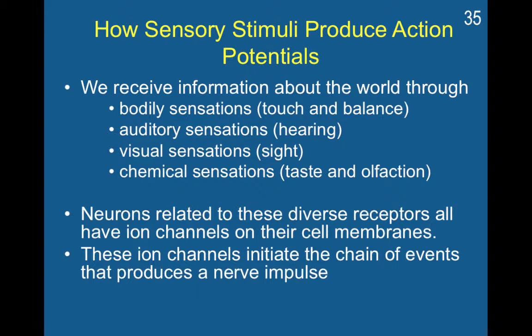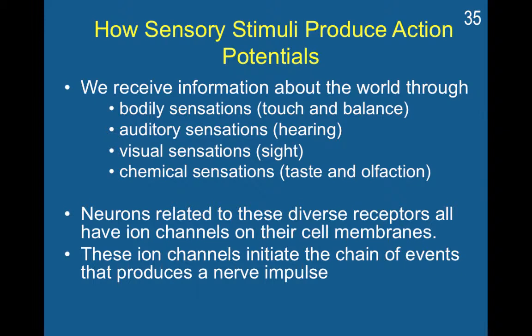But we have sensory information, and this sensory information comes in through the world. We have bodily sensations, touch, balance, auditory sensations, hearing, sight sensations, chemical sensations such as taste and olfaction. And so how would these sensory stimuli produce action potentials? There are specific neurons that are related to these diverse receptors, and they all have ion channels on their cell membranes. So the basic principles that you've learned in terms of what begins an action potential, such as the influx of sodium ions, this pertains to all action potentials throughout your body.